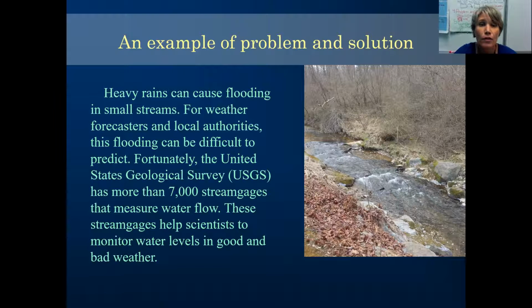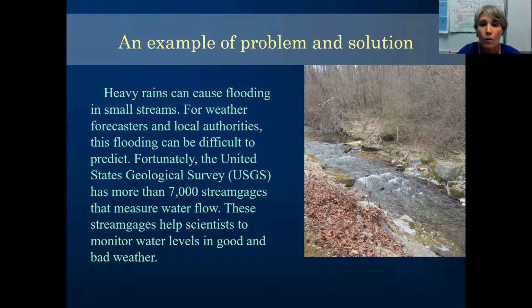Heavy rains can cause flooding in small streams. For weather forecasters and local authorities, this flooding can be difficult to predict. Fortunately, the United States Geological Survey, USGS, has more than 7,000 stream gauges that measure water flow. These stream gauges help scientists to monitor water levels in good and bad weather. So it measures how high the water goes. Then they can predict when there are going to be floods and they can help people stay safe.